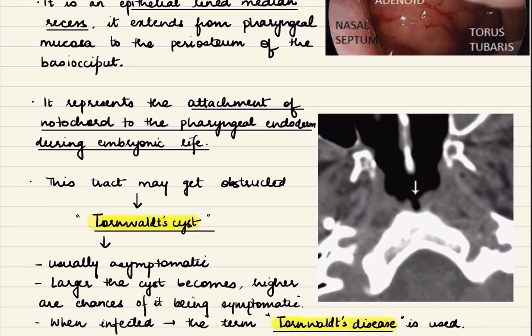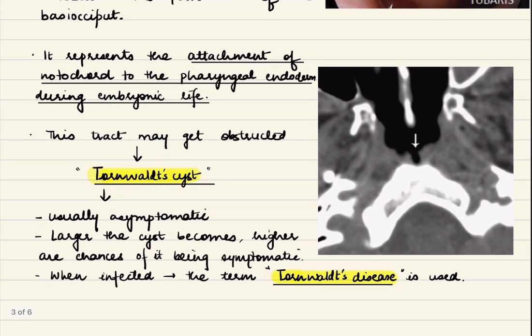This tract usually gets obliterated in most individuals, but in some people it can persist. And if it persists, it has a propensity to get obstructed. And when it gets obstructed, it is known as Tornwaldt's cyst. This cyst is usually asymptomatic. However, if the cyst enlarges in size, there are higher chances of it being symptomatic. And when it becomes infected, the term Tornwaldt's disease is used.